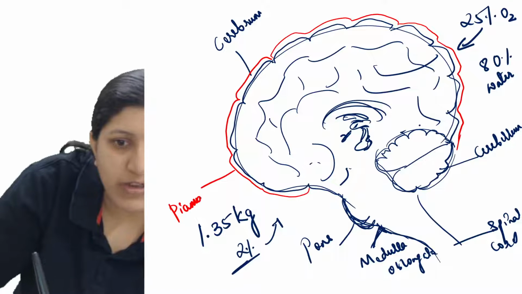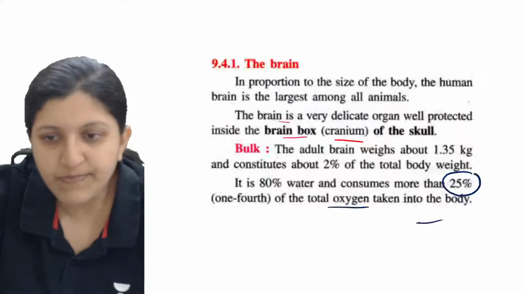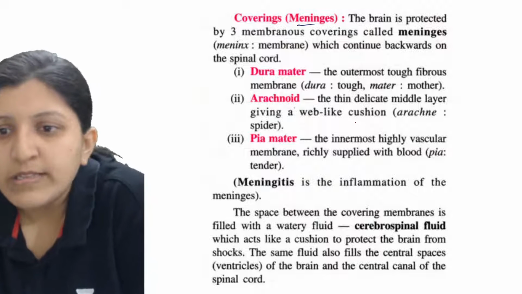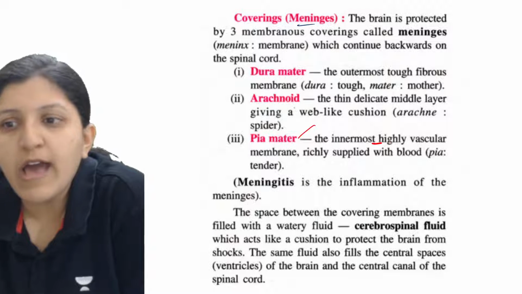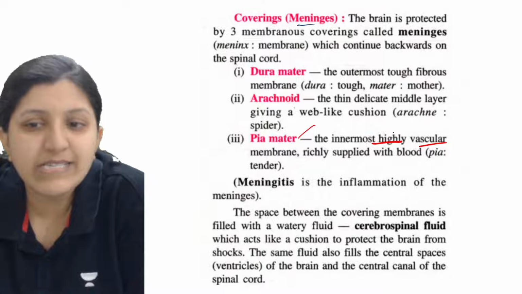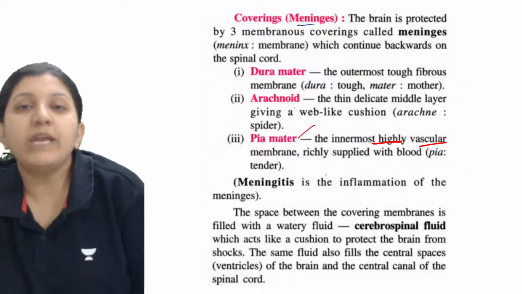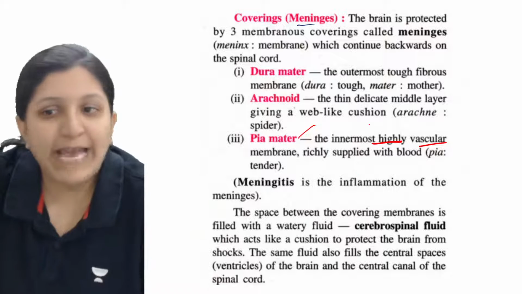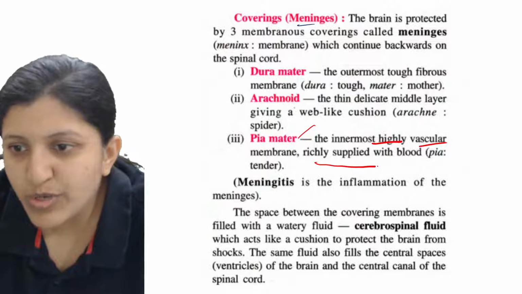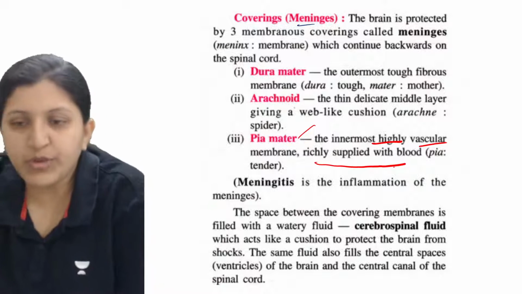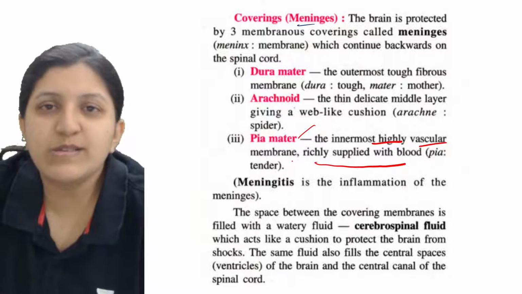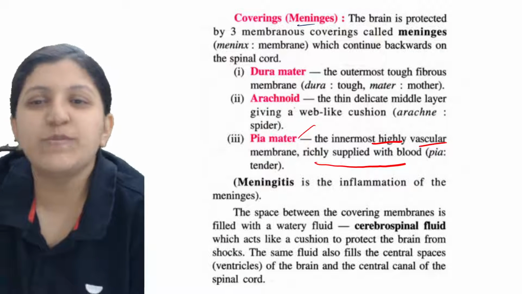Why I have drawn it in red color is, as you can see, the pia mater is the innermost highly vascular membrane. What is the meaning of vascular? It means it is supplied with blood. So this is richly supplied with blood, and that's the reason the pia mater appears to be somewhat red.